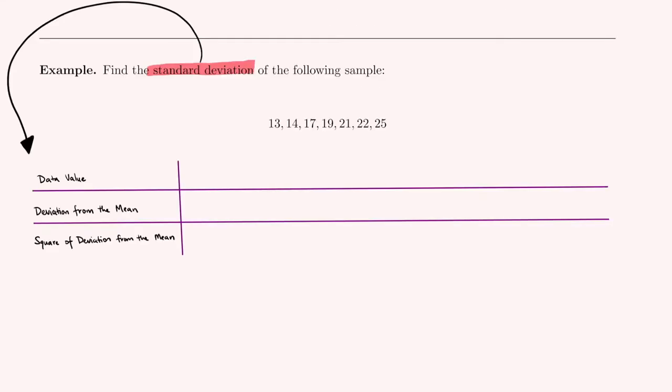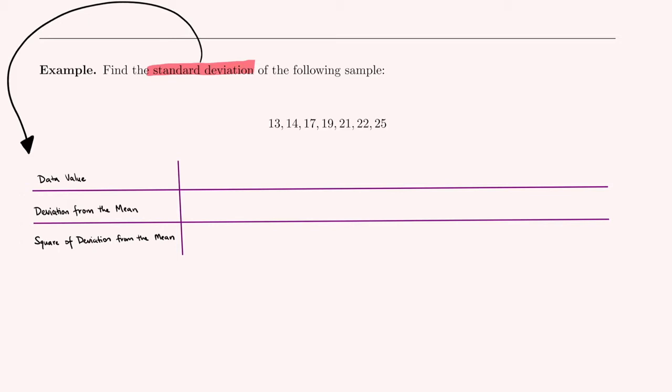Our next example asks us to find the standard deviation of this sample. So we see we've got the data items 13, 14, 17, 19, 21, 22, and 25. Whenever we're asked for standard deviation, we think, I need to make the correct chart that helps me. What is that chart? Whenever we are asked about the standard deviation, we immediately should write down this table to help us structure our work. The first row is always the data values, the second row is always the deviation from the mean, and the third row is always the square of the deviation from the mean. So this needs to always be part of our process when calculating the standard deviation.